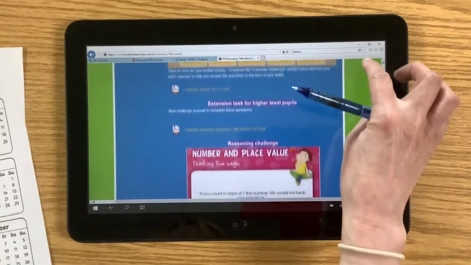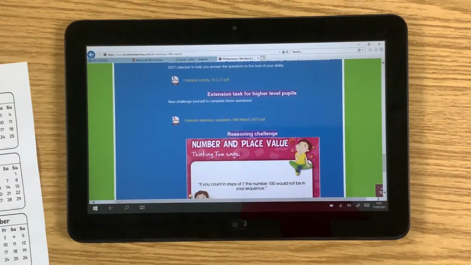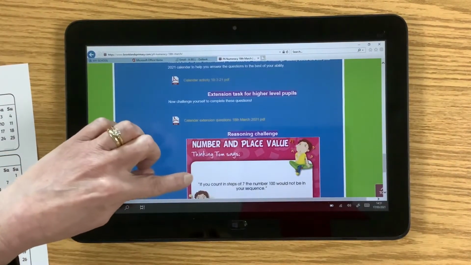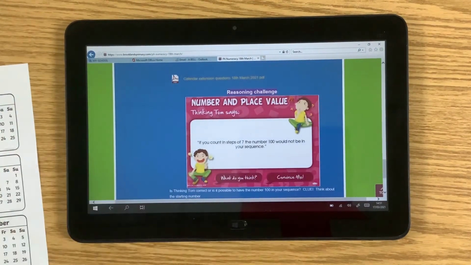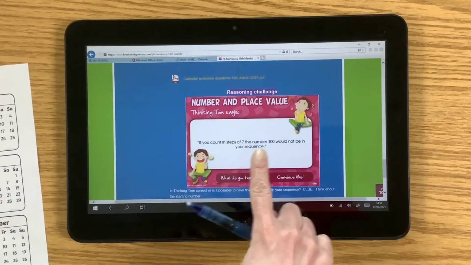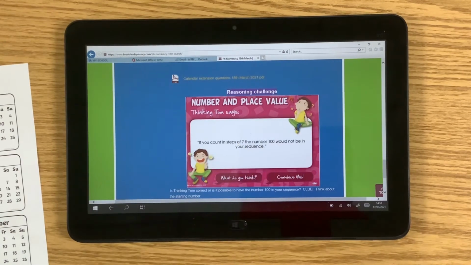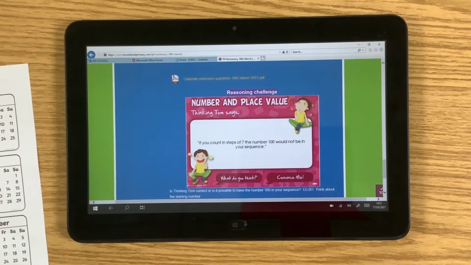So you've got your main activity, you've got your extension activity, and then to finish off today, you've got a reasoning challenge. And today's reasoning challenge says, if you count in steps of 7, the number 100 would not be in your sequence. So if you're counting in 7s, would you get to the number 100? Is Thinking Tom correct? He says it won't be a part of a sequence. Or is it possible to have 100 in that sort of a sequence? I've given you a clue. Think about the starting number.